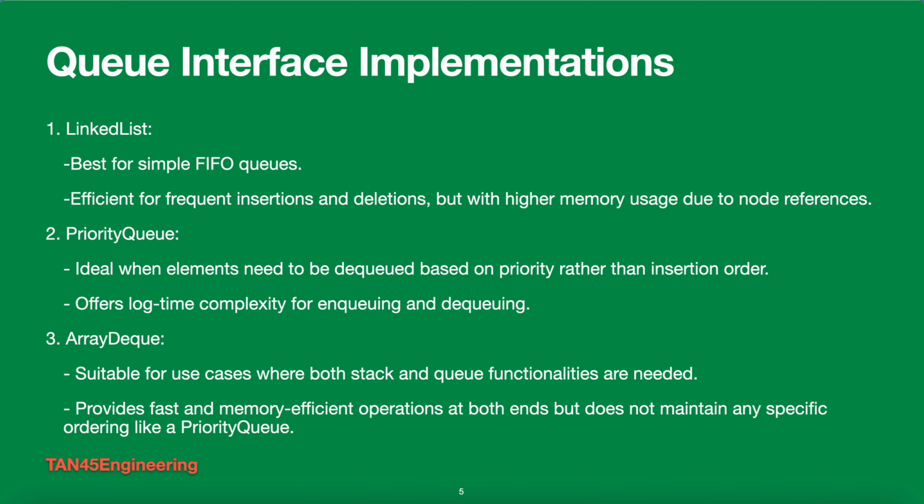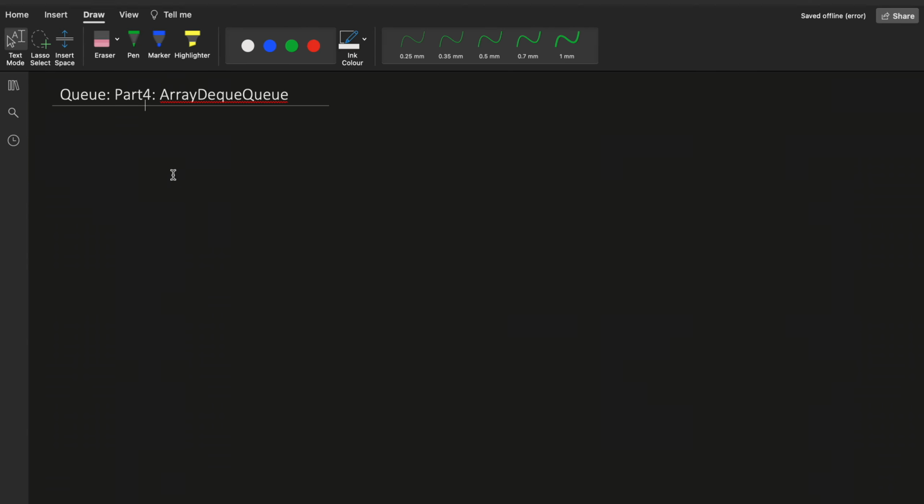I'll just quickly remind you that the linked list queue is the most basic queue, where you enter the elements from one side and you remove the elements from the other end. This would be the simplest queue, or linked list queue.